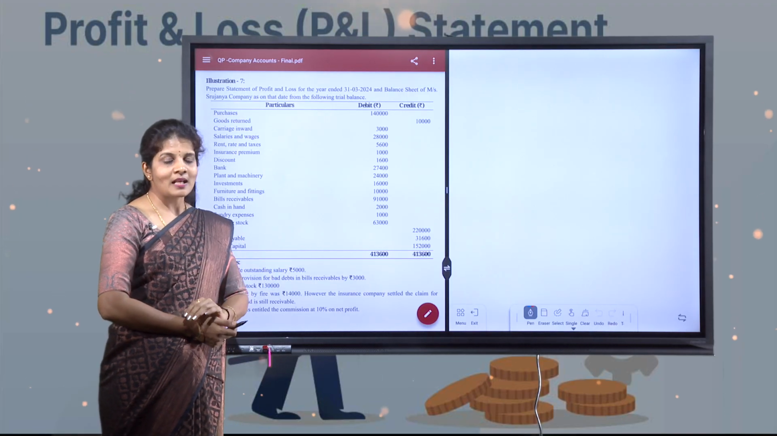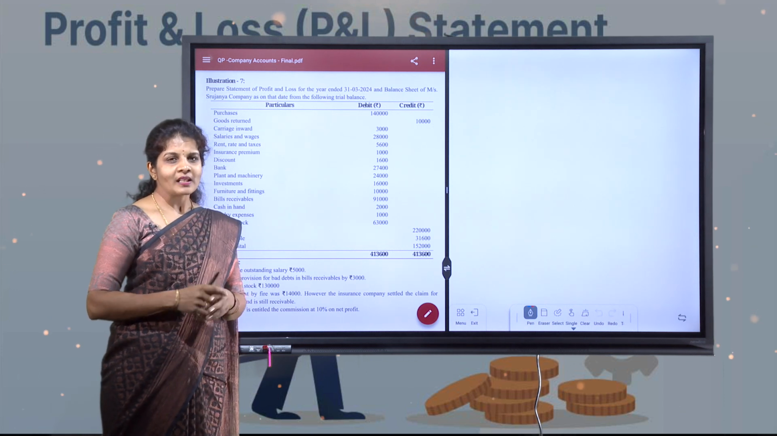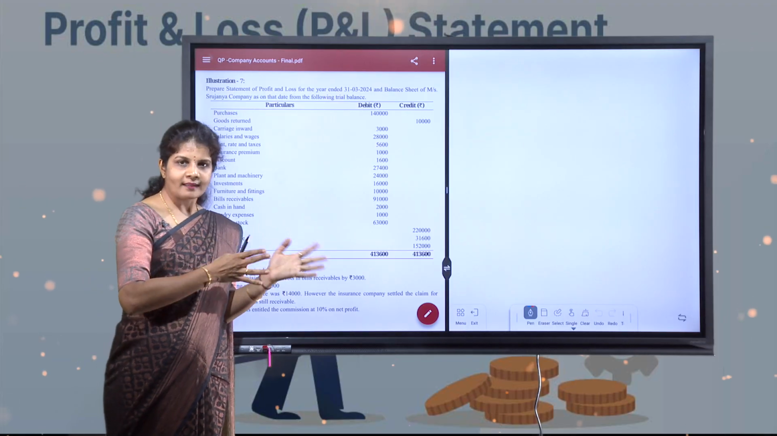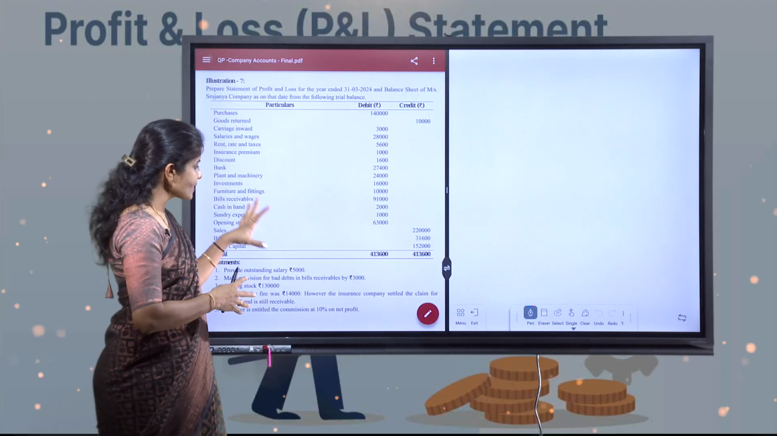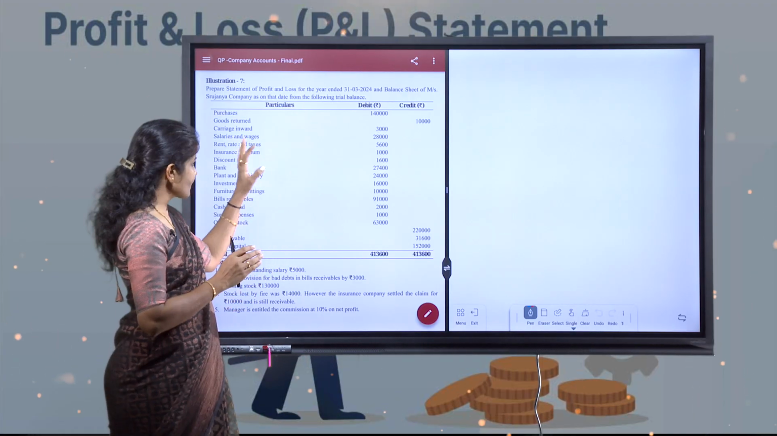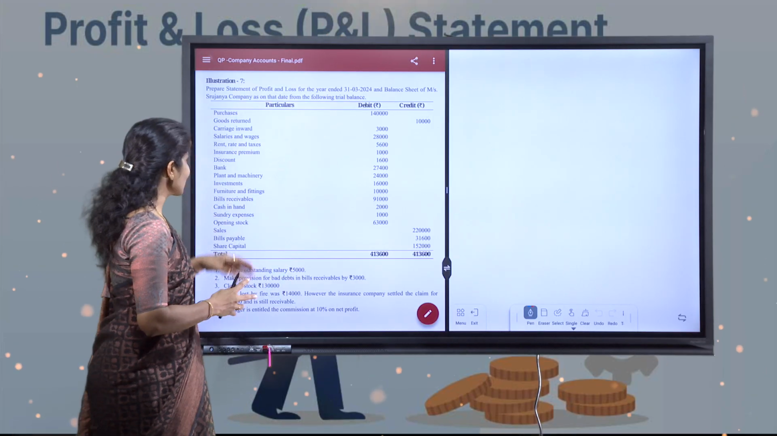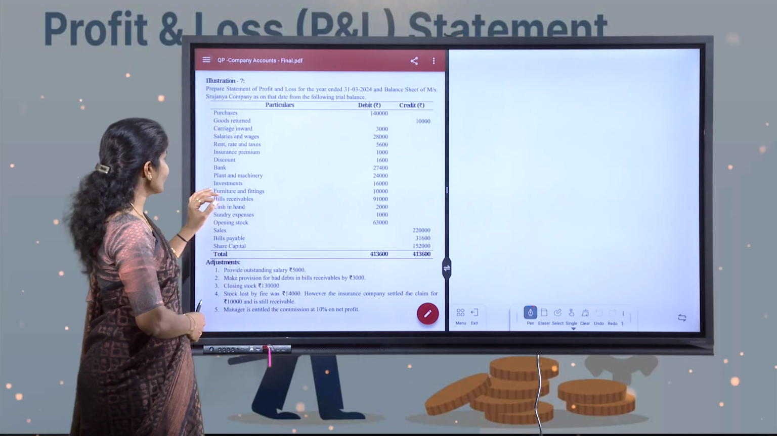So that we have to understand. Why? Because in the previous problems I had come with the problem to prepare either the profit and loss statement or the balance sheet separately, but here this is a problem where you need to prepare both with the single information. So we should be very careful. Let us discuss the problem once before going for the particular format.